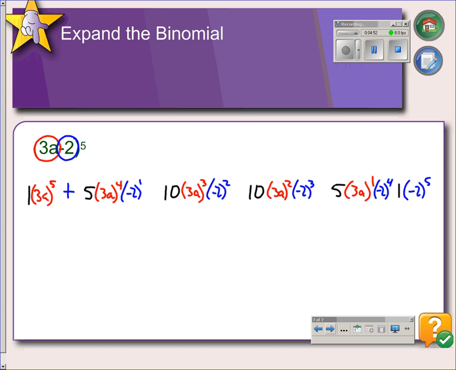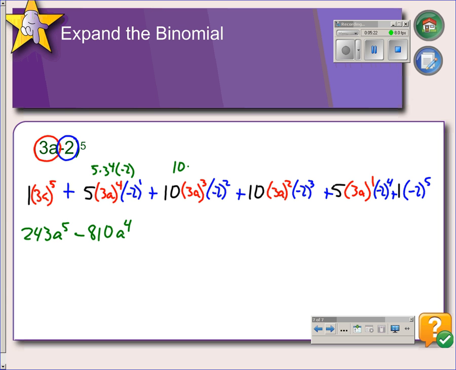And then we're going to just add these terms together and simplify. So 3 to the 5th is 243, and then we have a to the fifth. Here we have 5 times 3 to the fourth times negative 2. That comes out to negative 810. And then, of course, a to the fourth.